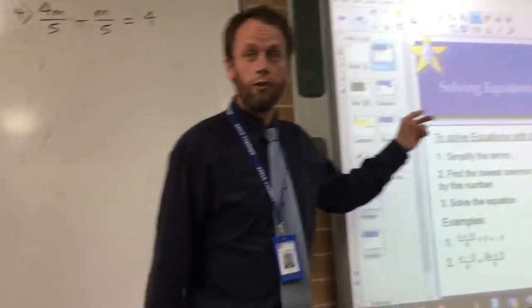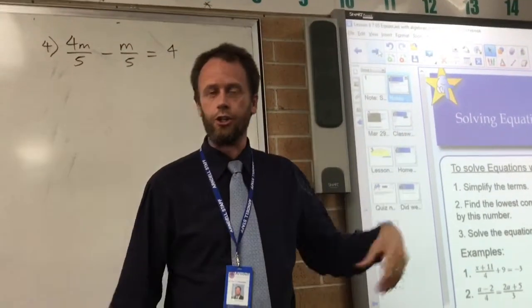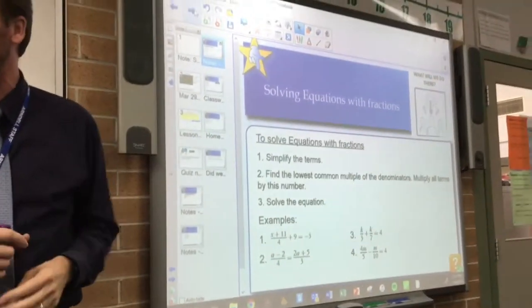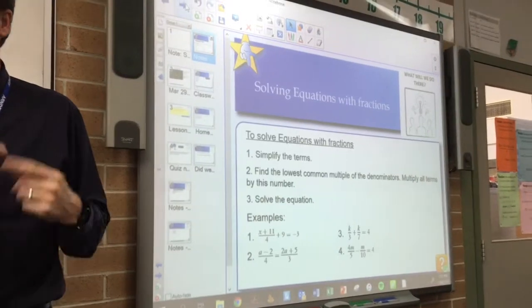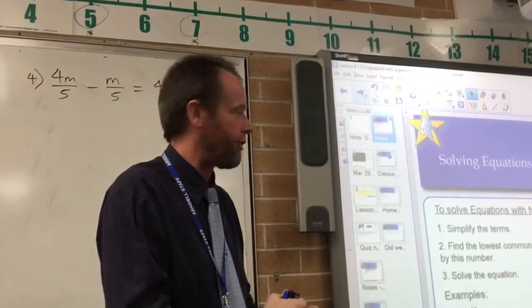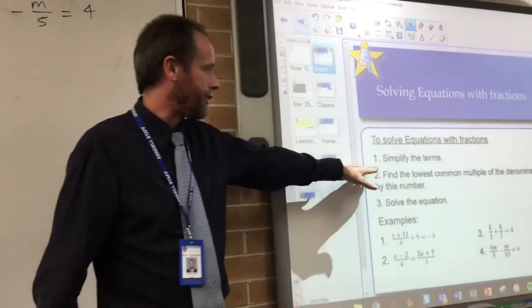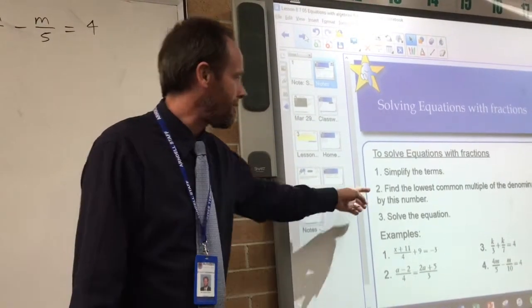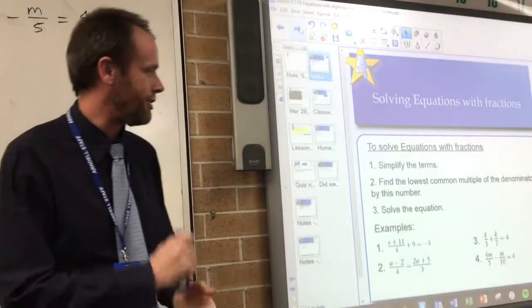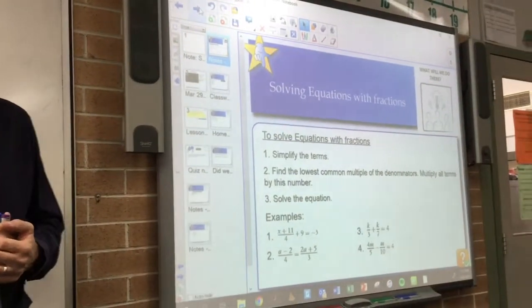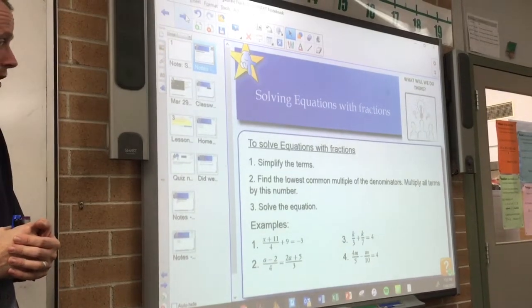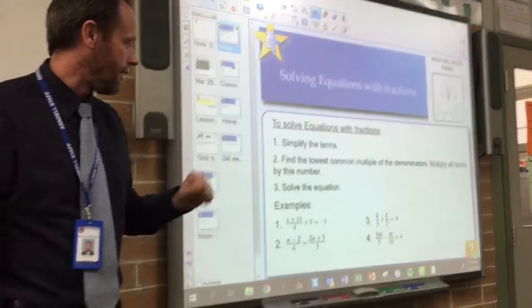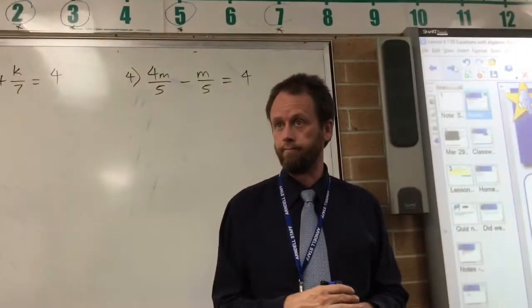So today we're going to be solving equations with fractions. We're building on that earlier work we did where we looked at how to simplify algebraic fractions. We're going to use that now to solve, find a variable. To do it, firstly, if there's something you can simplify, simplify it. Make it easier. But secondly, and this is the most of the work we'll be doing today, you find the lowest common multiple of the denominators. Multiply all the terms by this number, then you solve the equation.